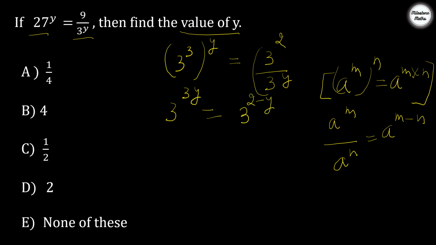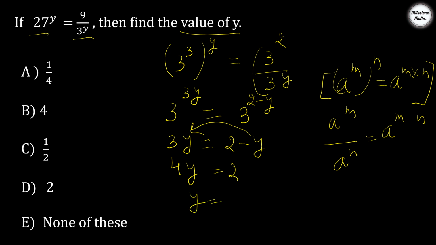Now we have made the bases the same. Here 3 raised to power 3y equals 3 raised to power 2 minus y. Now bases are same, we can always equate the powers. So now we get the algebraic equation 3y equals 2 minus y. Now it becomes very easy to solve. If you take this y across, it becomes plus. So 3y plus y is 4y equals 2, and then y equals 2 by 4, that means 1 by 2. So here our answer is C, 1 by 2.